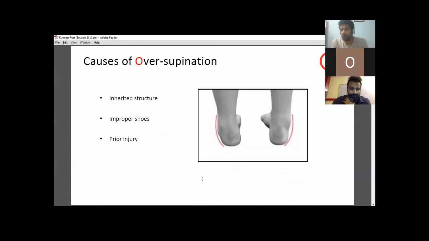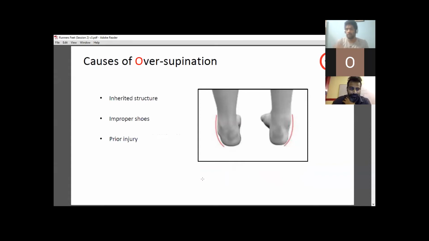What are the causes of oversupination? I'll use oversupination rather than high arch over here. Very often the two are used synonymously, but there is a subtle difference. In the case of an inherited structure, a high arch and oversupination would almost become synonymous. Just as you can have inherited flat feet, some people can have inherited high arch feet.